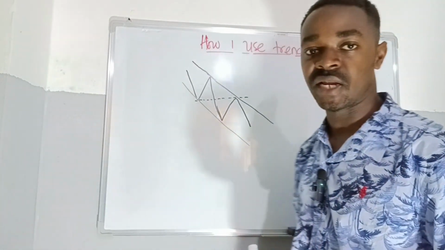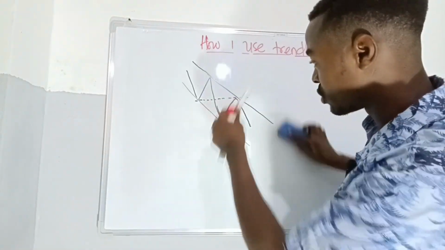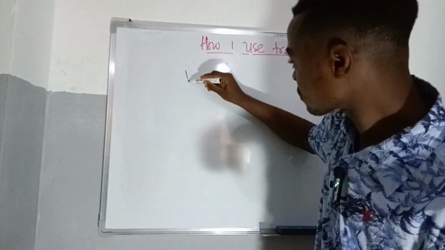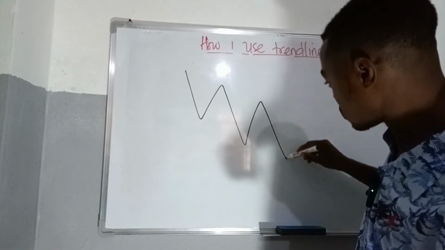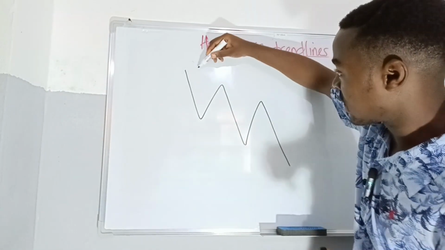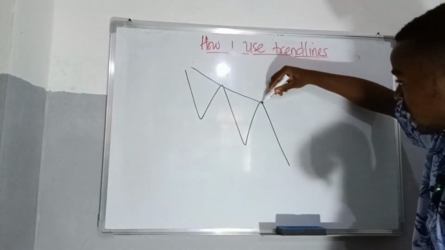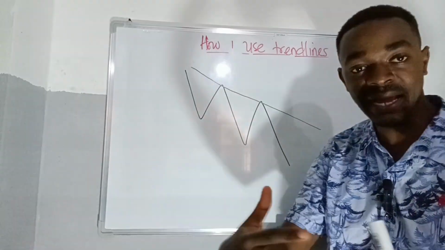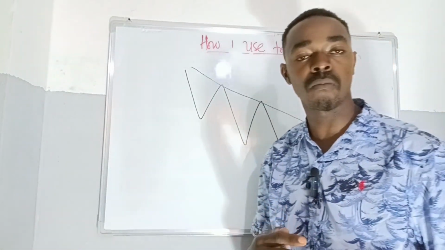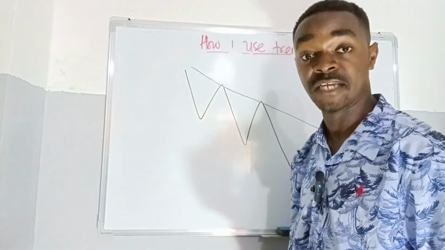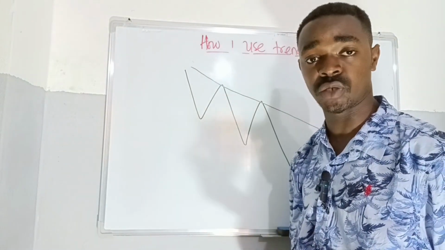How do I use trend lines? Okay, having this information in mind, how then do I use trend lines? I look for a market which is dropping. I maybe establish my trend lines, and I wait for this market now to pull back into these trend lines. And depending on how it pulls back into the trend line, I will consider taking a trade. It just depends on how it pulls into the trend line.